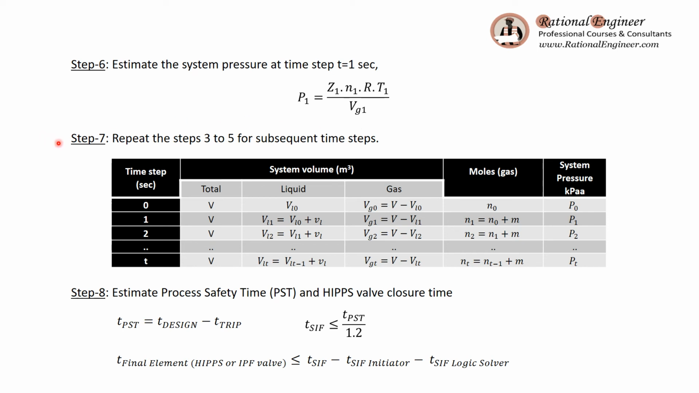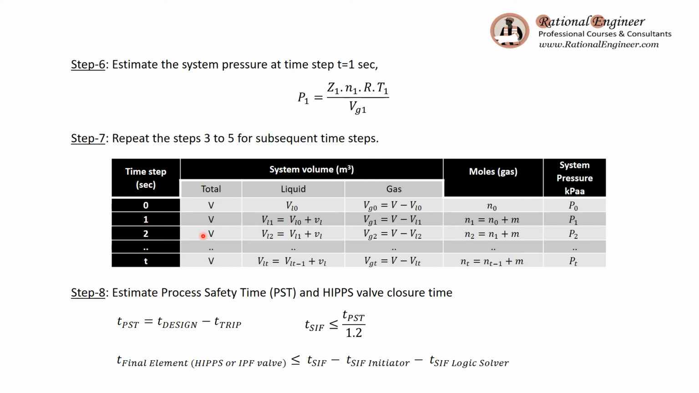Then we repeat these steps for subsequent time steps of 2 seconds and so on until a time step of t seconds, where the system pressure has built up, crossing the high pressure trip set point and the design pressure of the vessel.